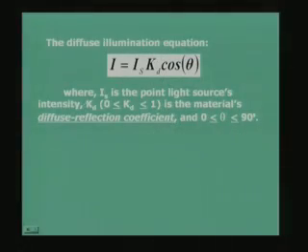And again the Kd term, if you look back, is the same as the Ka term. In the ambient illumination term, we introduced the ambient reflection coefficient Ka in the earlier slide. In the current slide, Kd is the material's diffuse reflection coefficient. The D stands for diffuse. Is is the point light source's intensity, which is a very important factor.